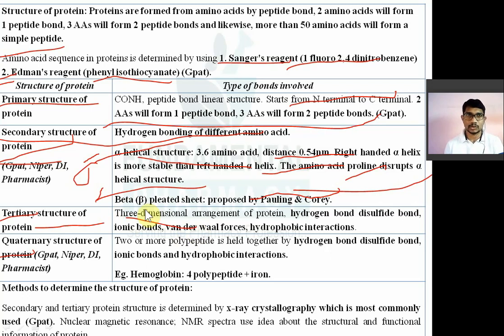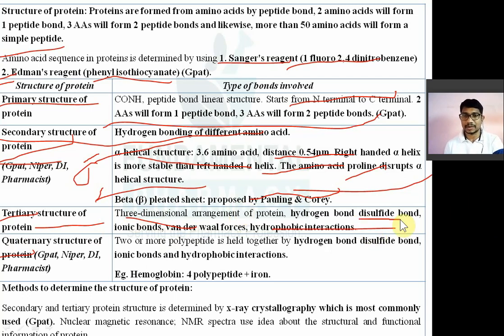Now in addition to the peptide bond, in the secondary structure there was a hydrogen bond. Now in the tertiary structure, in addition to your peptide bond and hydrogen bond, there is another bond known as a disulfide bond. Okay? So the three dimensional arrangement of protein has hydrogen bonds, disulfide bonds, ionic bonds, van der Waals forces and hydrophobic interaction. So there was a question once, I think, in GPAT.